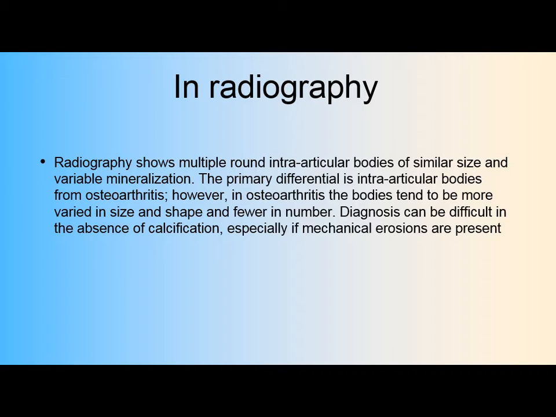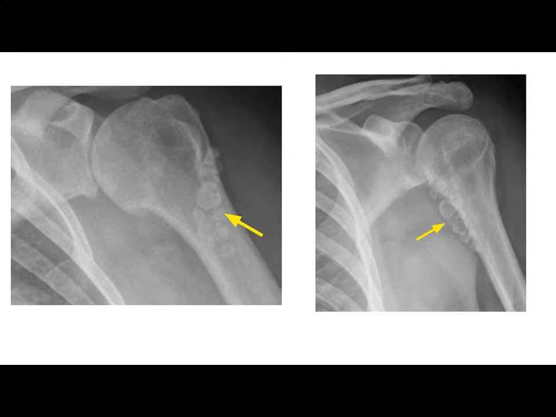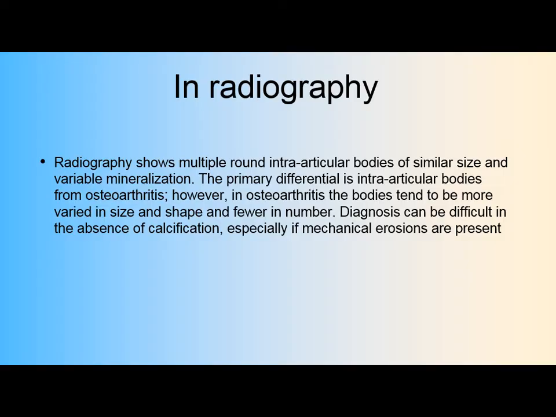The primary differential diagnosis for intra-articular bodies is osteophytes of osteoarthritis, the first differential diagnosis after osteochondromatosis. This is for the X-ray. And when we see erosion, it is difficult to diagnose. However, osteophytes are variable in size.